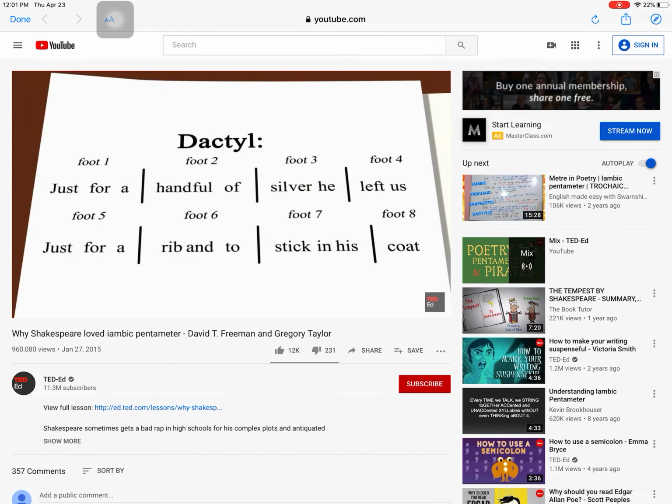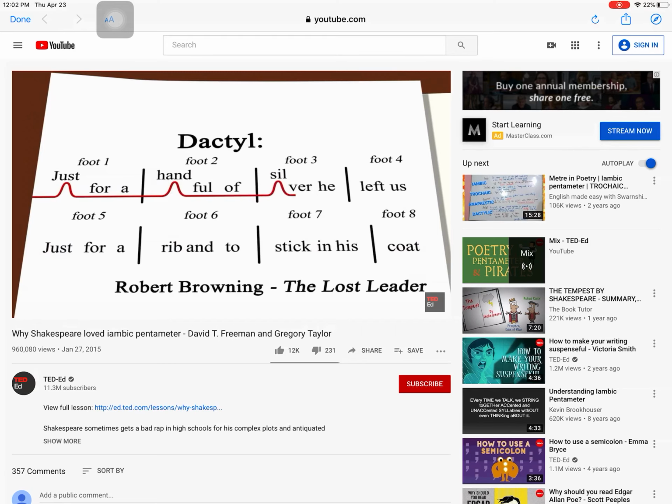For example, a dactyl is a metrical foot of 3 syllables, with the first stressed and the second and third unstressed. Dactyls can create lines that move swiftly and gather force, as in Robert Browning's poem The Lost Leader. Just for a handful of silver he left us, just for a riband to stick in his coat.